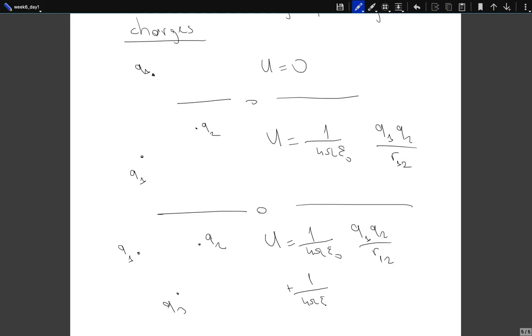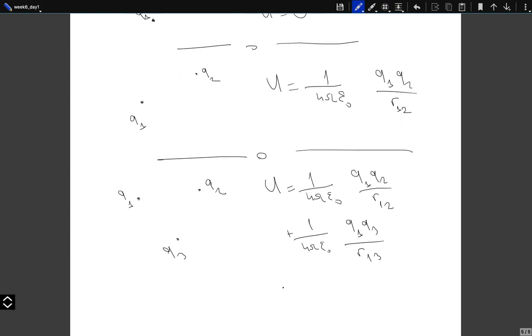1 over 4 pi epsilon 0, q1 q3 divided by r13, plus 1 over 4 pi epsilon 0. Then we need to write down the work that we have to do against the force exerted by the charge q2. It has exactly the same form. The only difference is q1 is replaced by q2.